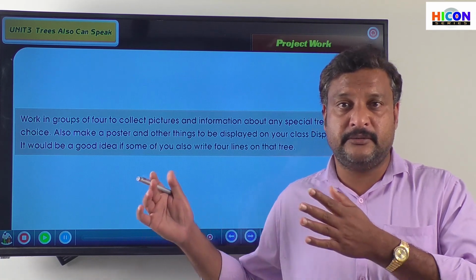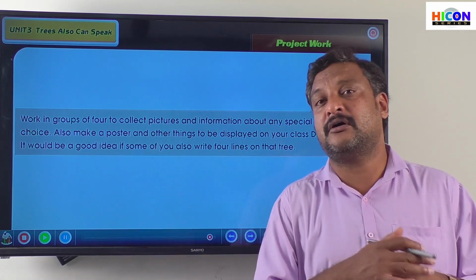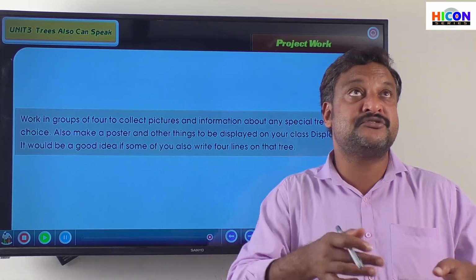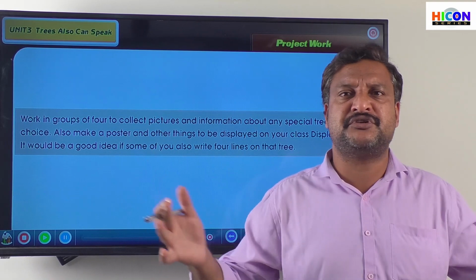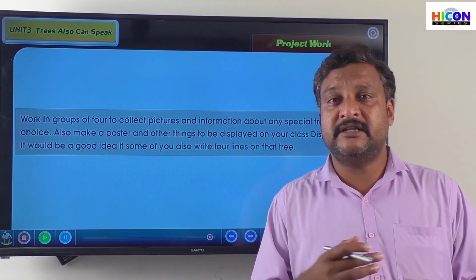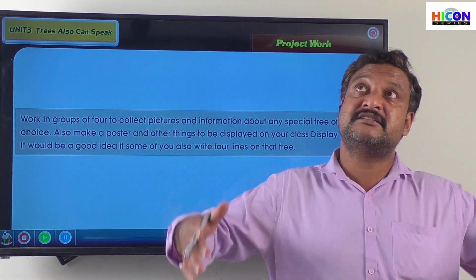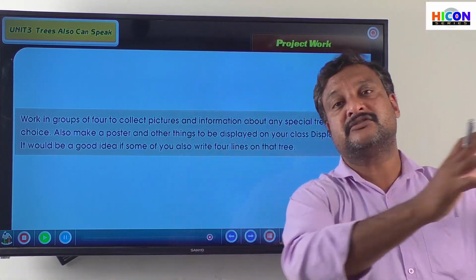And you know, when the regional development authority wanted to lay a road, there was a very huge tree on the way. You know what they did? They dug a tunnel through the tree. The tree is still standing there, but there is a tunnel through it.